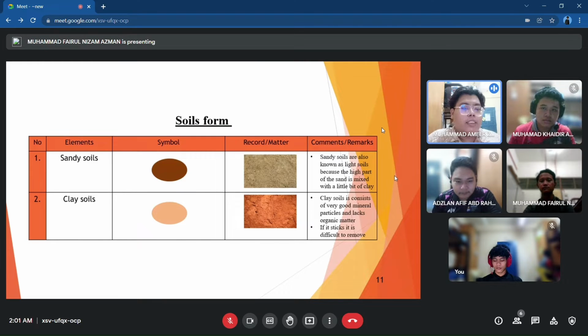So next is soil form. First element is sandy soil.